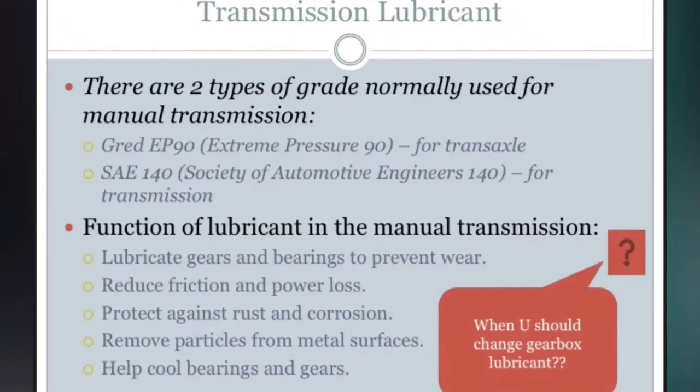Transmission lubricant. There are two types of grade normally used for manual transmissions. Grade API GL-4, extreme pressure 90. For transaxles, SAE 140, Society of Automotive Engineers 140 for transmission.